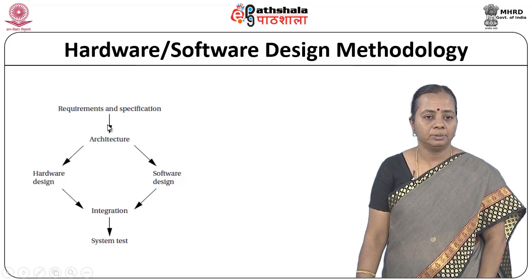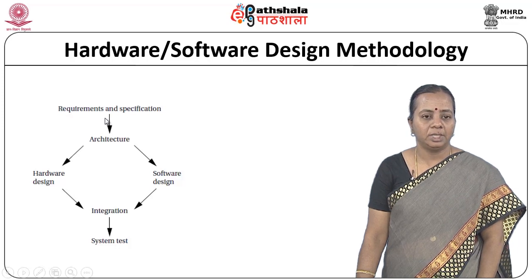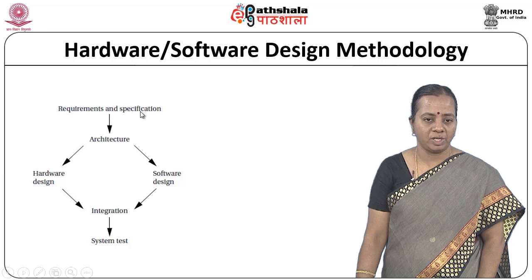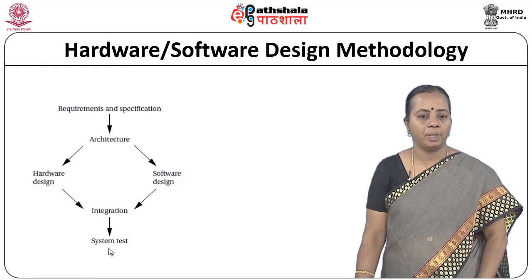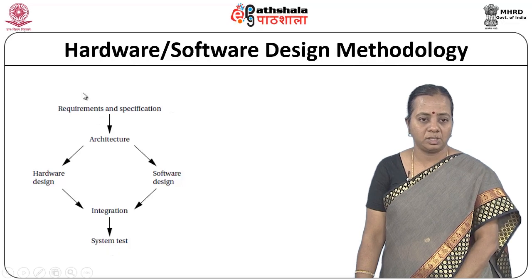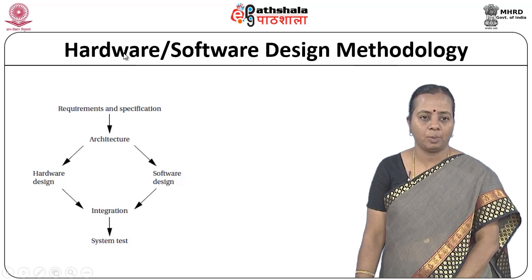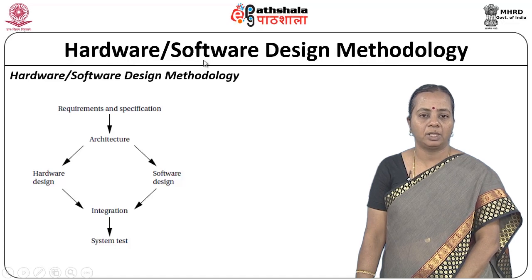So first I will look at the requirement, then from there I will look at my specification, and from the specification I will make the architecture. That particular architecture will have hardware design as well as software design. After the hardware and software are designed separately, the two are integrated together and the integrated system is sent under test, so that we make the system. This flow diagram gives you the architecture of the hardware software design methodology.